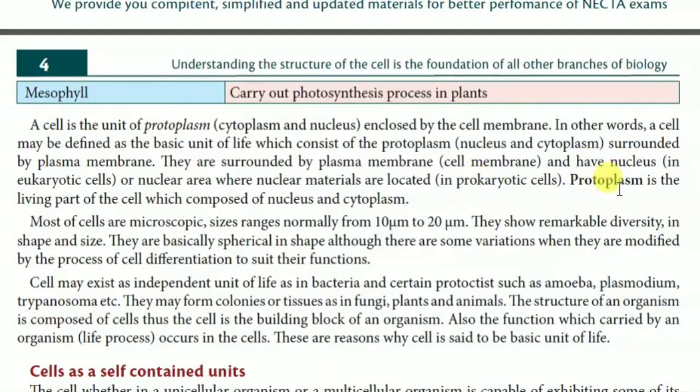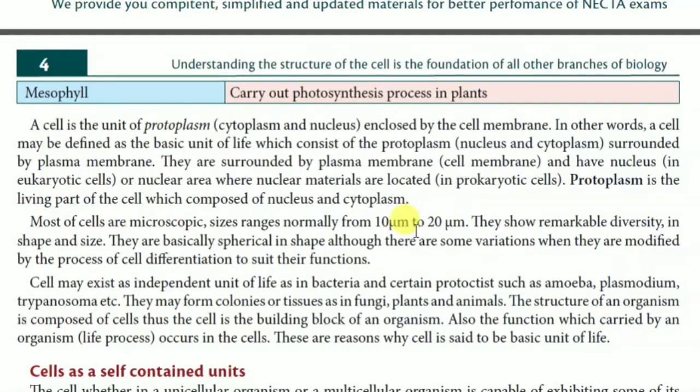So protoplasm is the living part of the cell which is composed of nucleus and cytoplasm. Tunapokuwa tunazungumzia protoplasm ni living part of the cell, yani sehemu inayoishi ndani ya cell inakuwa imetengenezwa na a nucleus pamoja na cytoplasm. Most of cells are microscopic. Sizes range normally from 10 micrometer to 20 micrometer.